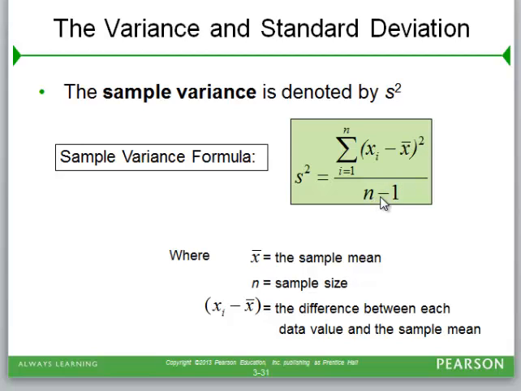n is the sample size. Remember here it is n minus 1. So xi minus x bar is the difference between each data value and the sample mean. You can tell from the formula that the variance is trying to measure how far each value is away from its center, from the mean.